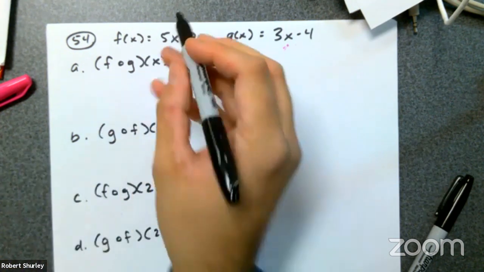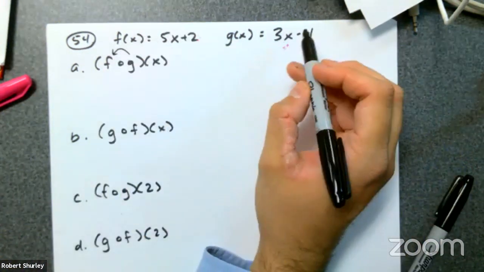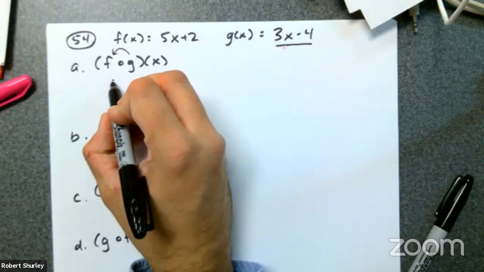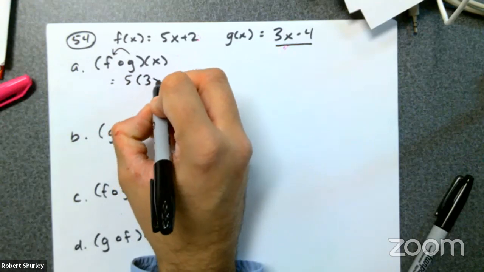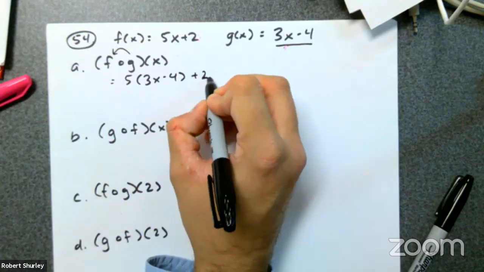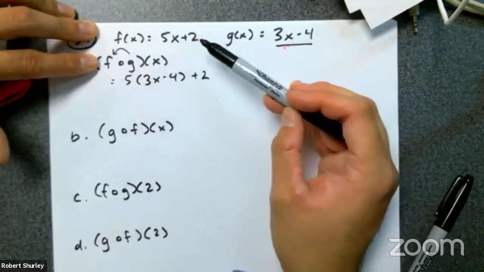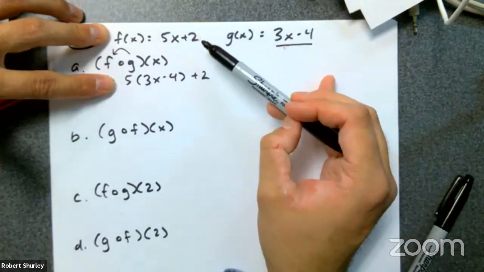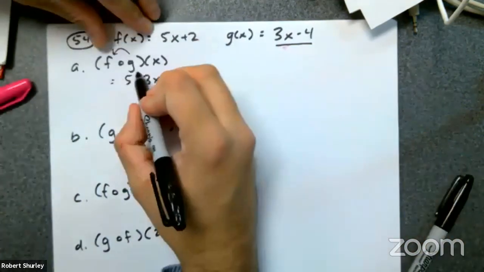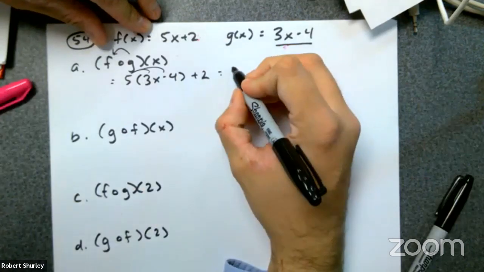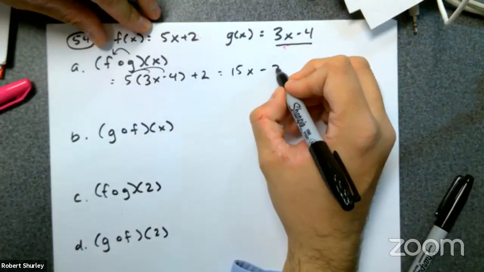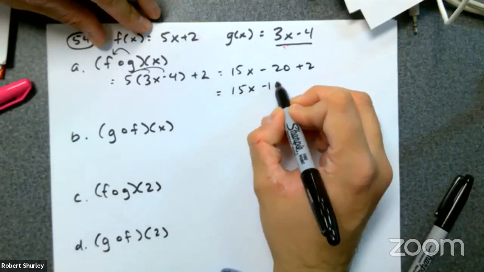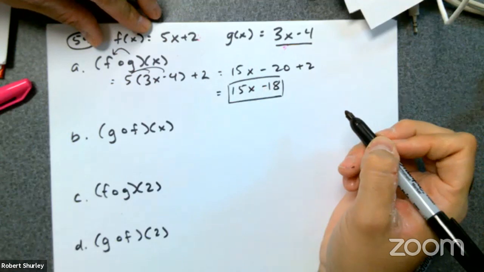So for f composed of g, I'm going to take the g and put it into the f. So here's the g function. I'm going to put it into that x value. So I get 5 times 3x minus 4 plus 2. Notice the f function is composed of the g function, so we're putting this into here. That's where it comes from. So I have to simplify it out. Distribute the 5, and I wind up with 15x minus 20 plus 2. So I wind up with 15x minus 18, right?